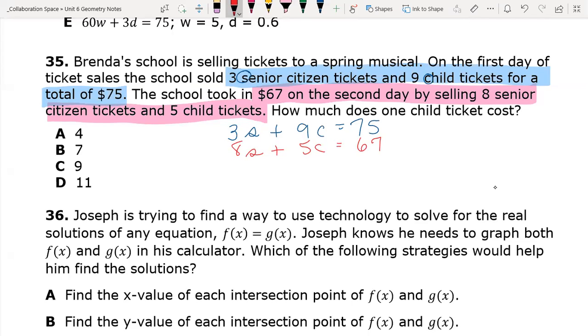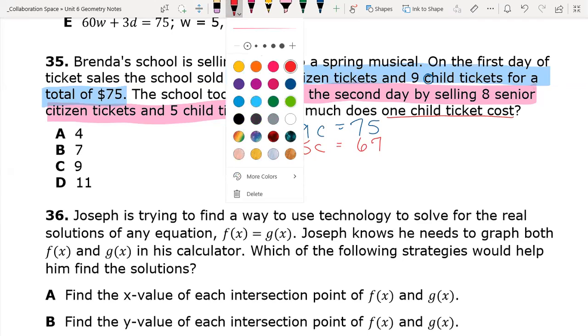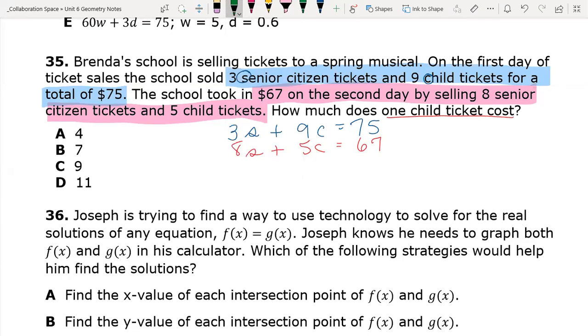We can solve this system in any way we want. The focus, though, is on 1 child ticket, so we just want to know what C is. If that's the case, then one of the easiest ways to deal with this is to find a way to get the S's to cancel. So I'm going to use elimination. You don't have to use the elimination method if you don't want to, but I'm going to times this one by 8 and times this one by -3.